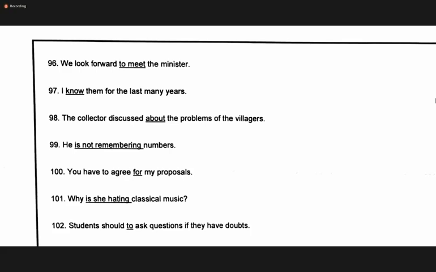Next, 97. I know them for the last many years. Have known. I have known them for the last many years.